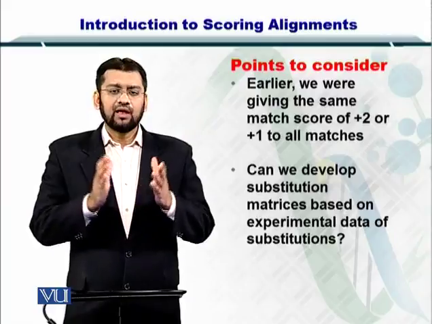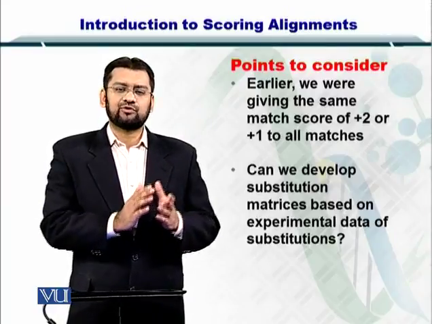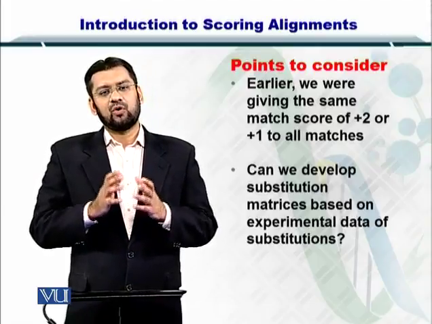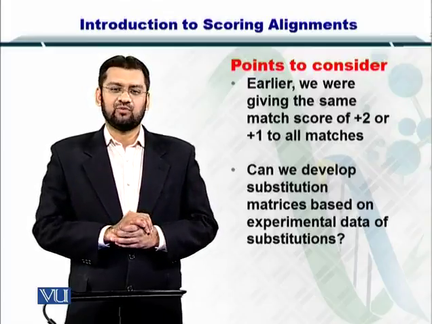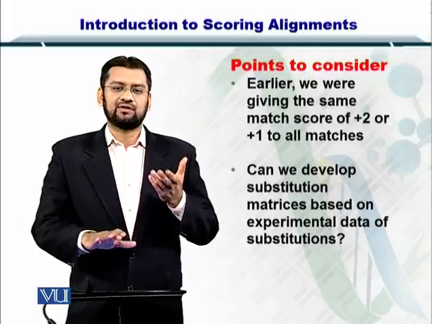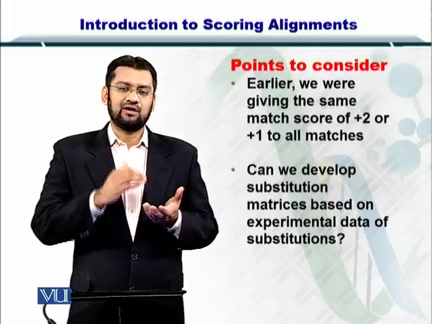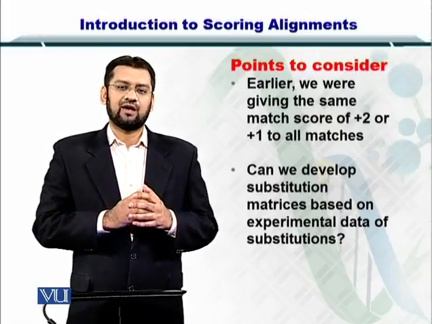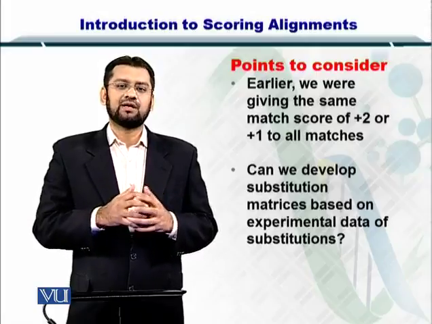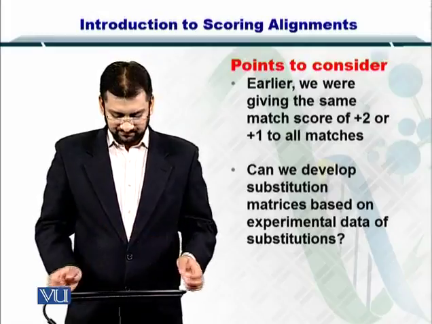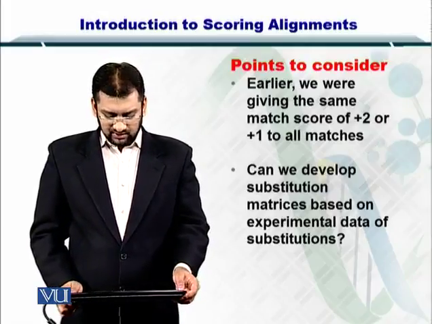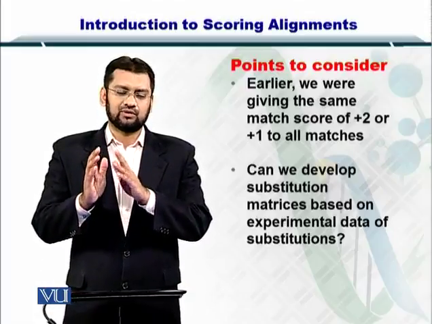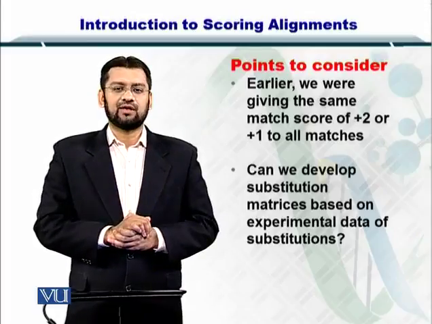Next, as you know, in the previous schemes, we were awarding a +2 or a +1 for a match. But the point is that not all amino acids can be treated in the same way. So if some amino acids are more liable or are easier to match, then we should not give them a high score. But if some amino acids have very low propensity for a match, then we can score them accordingly. So can we develop then a substitution matrix where one amino acid or a nucleotide is replaced by another nucleotide or amino acid, and we can have a scoring scheme for that?